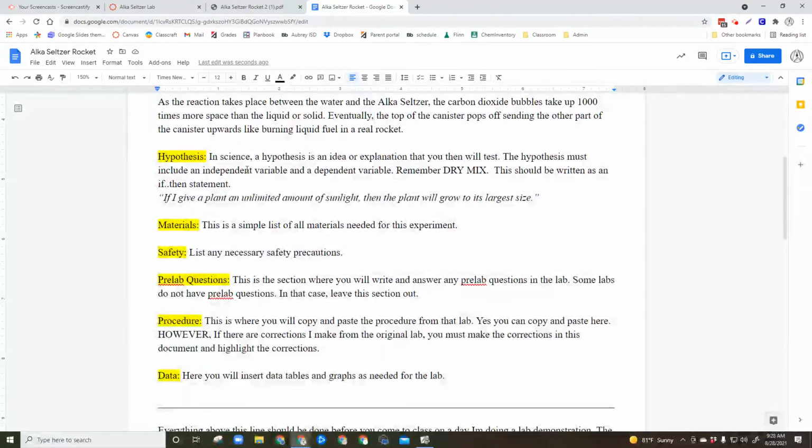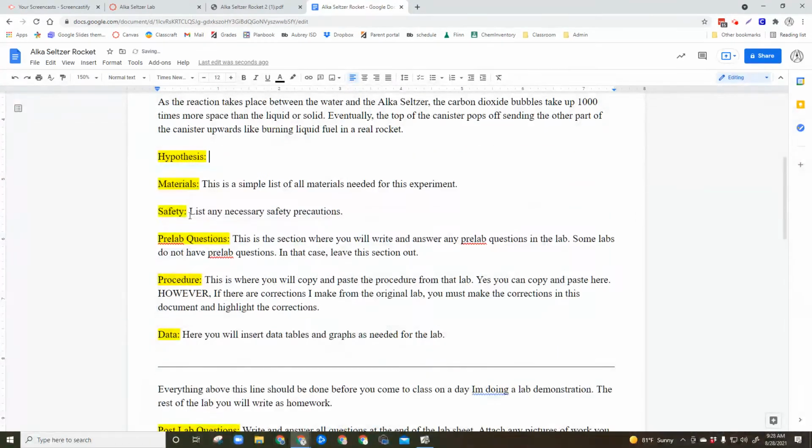All right, so let's move on to the hypothesis. In science, a hypothesis is an idea or explanation that you will then test. The hypothesis must include an independent and a dependent variable. Remember dry mix? This should be written as an if-then statement. And then I give you an example: if I give a plant an unlimited amount of sunlight, then the plant will grow to its largest size. All right, so we need to erase this and write in our hypothesis.